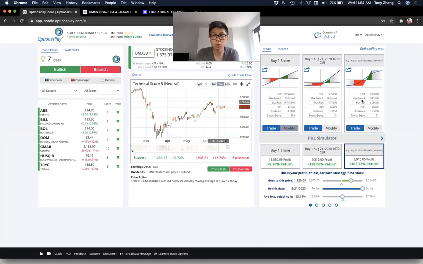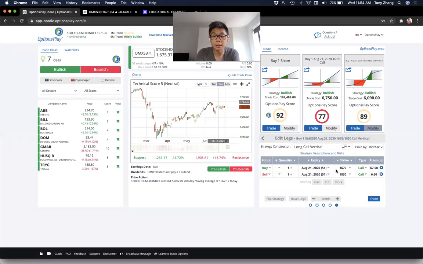Now, what I want to show you here is the debit spread on the right-hand side. What we're still doing is buying the 1670 call, costing us 67.5 crowns. But what we're doing against that is we're selling an 1830 call against that and collecting 6.6 crowns, which reduces our cost from 6,700 crowns to roughly 6,000 crowns. So we're reducing it by about 10%.